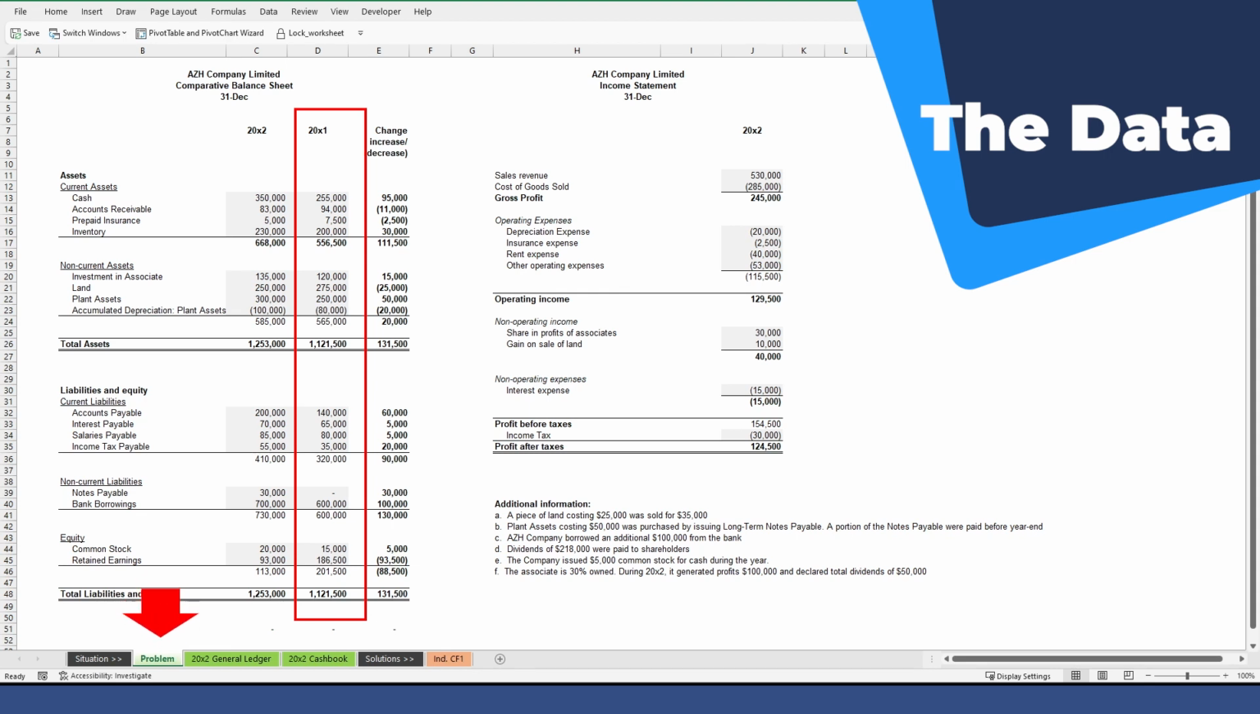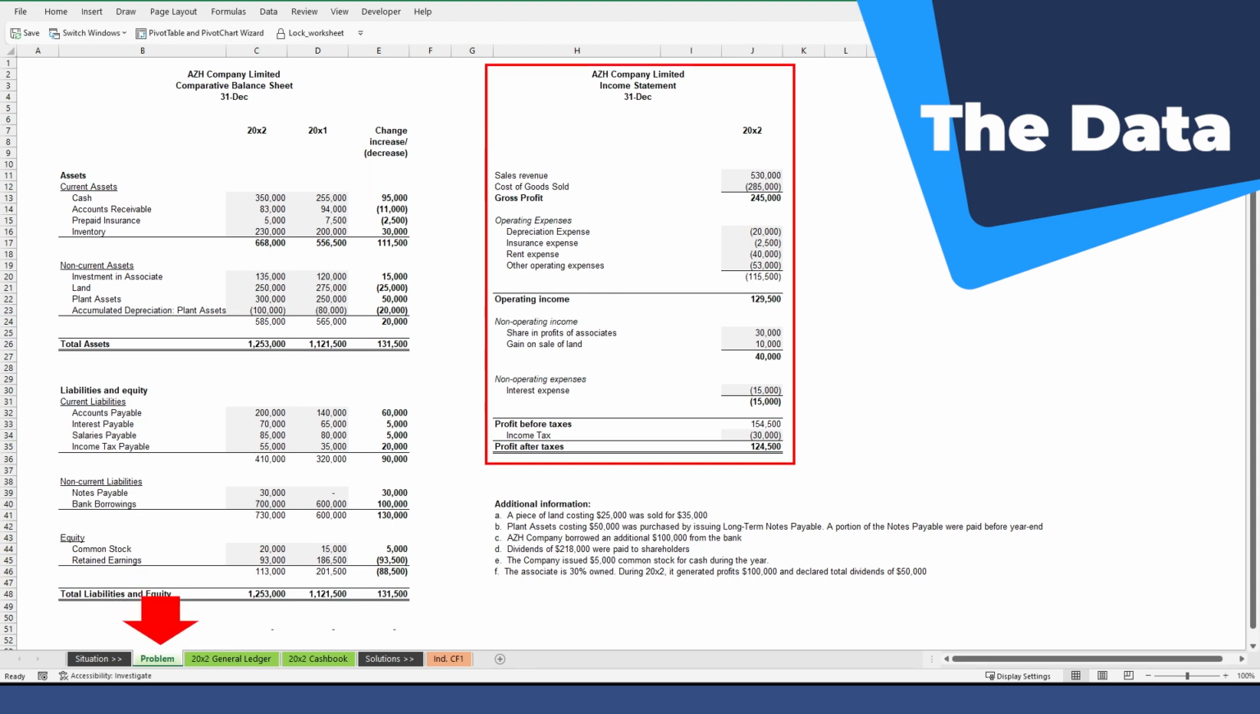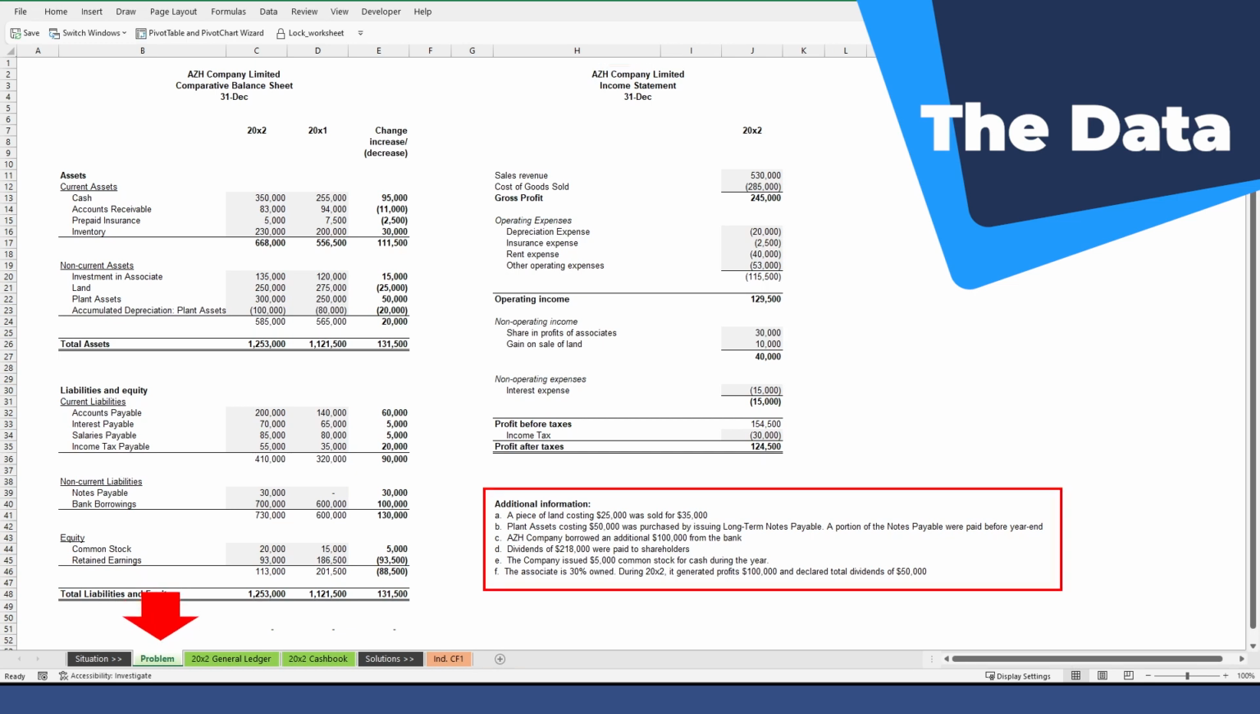We also have the income statement of the company for the current year, and some additional relevant information about the current year transactions. In particular, a piece of land costing $25,000 was sold for $35,000 in cash, resulting to a $10,000 gain. Plant assets or property, plant, and equipment costing $50,000 was purchased by issuing a long-term notes payable, meaning it was not paid in cash.